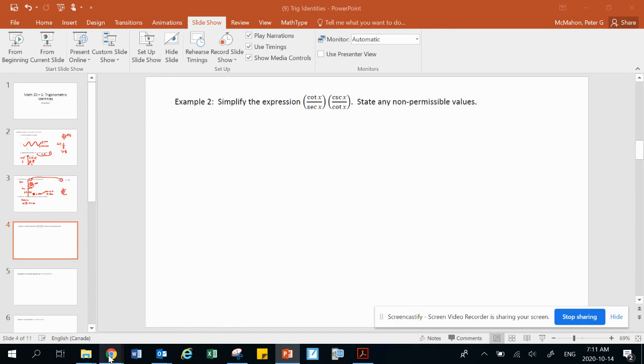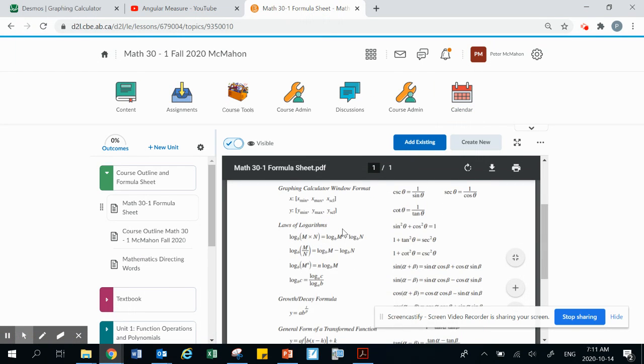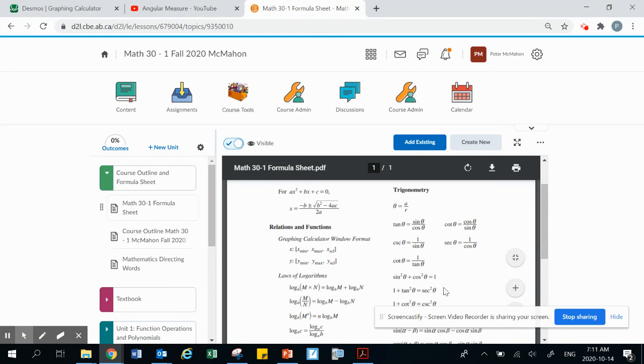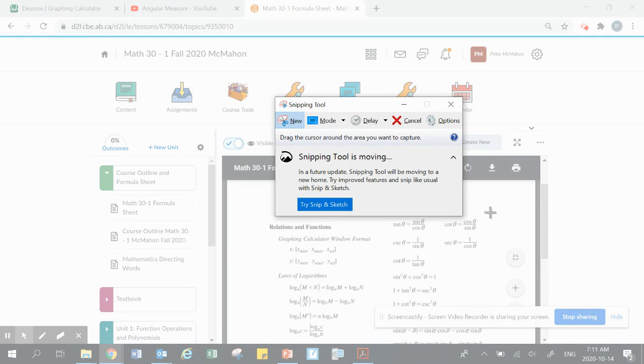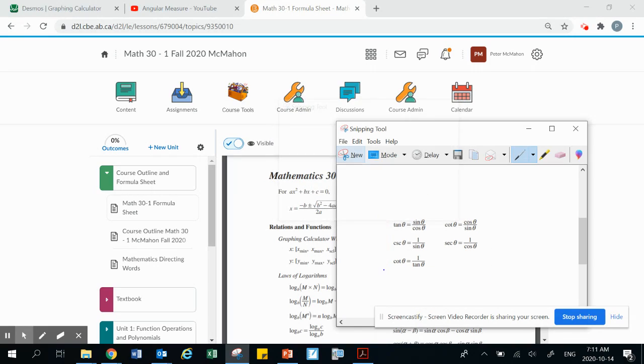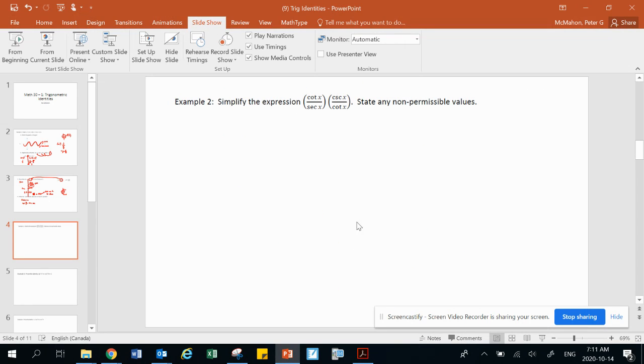So I'm just going to look back to my formula sheet here, and I'm going to copy all of these on my page. We're going to use all of these in this question here.